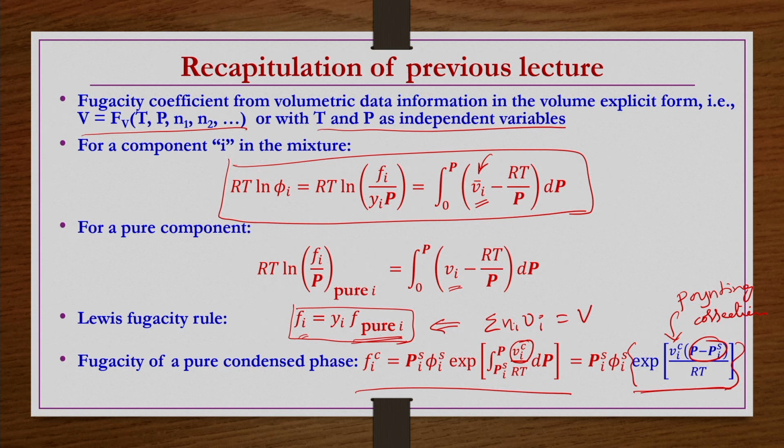We have seen, let us say if V^L is approximately 100 cc per mole, then if delta P is less than 10 bar, this Poynting correction is almost negligible. That is what we have already seen.